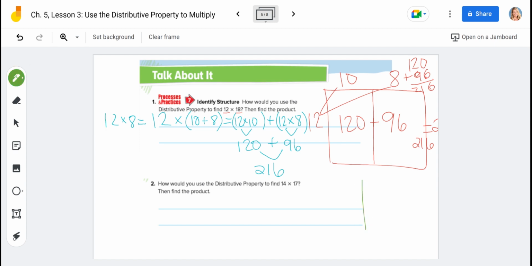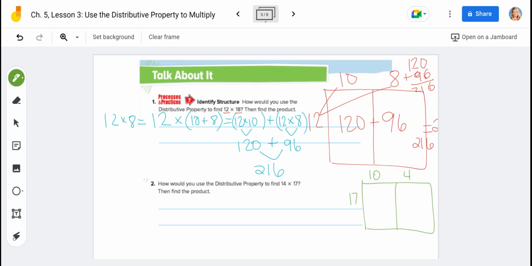I'm going to try and make my area model a little bit smaller on this one. How would you use the distributive property to find 14 times 17? Now, this one doesn't use a 12, but we can use either one of these to decompose that we want to. So, since we have been decomposing the first factor, let's decompose the second factor just so we can see it's still going to give us the same answer. So let's keep 17 the same, and let's decompose 14 into 10 and 4.